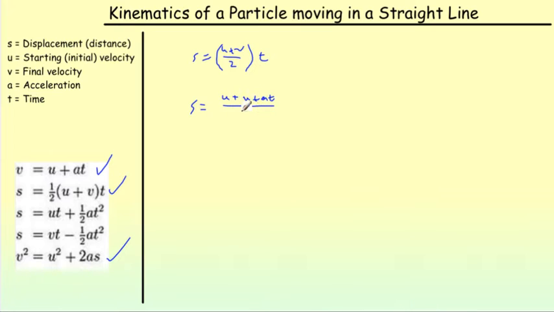Remember that's all over 2, and it's all multiplied by t also. So let's keep going with that and see where it brings us. So we've got S is equal to, well, u plus u is 2u. And we still have that at. Again, that's all over 2. And again, that's multiplied by the time.